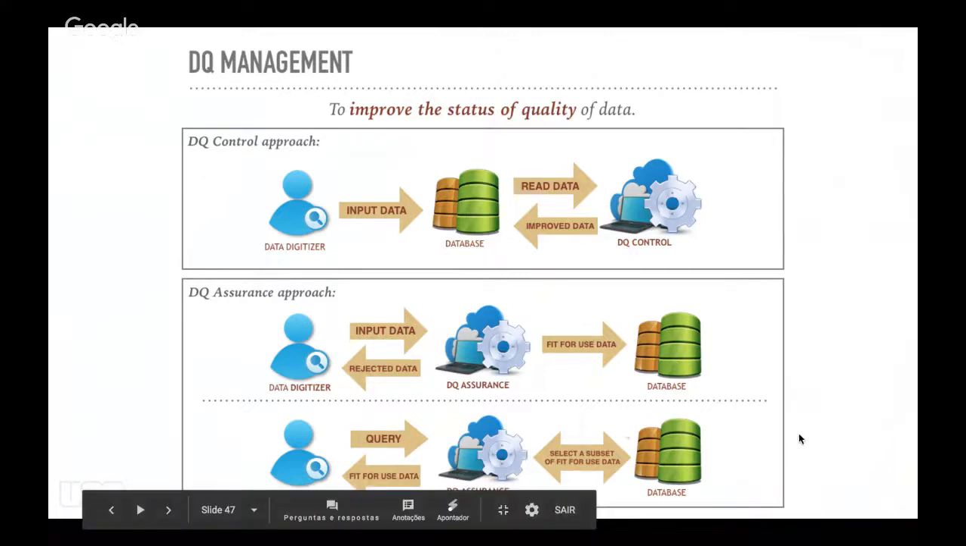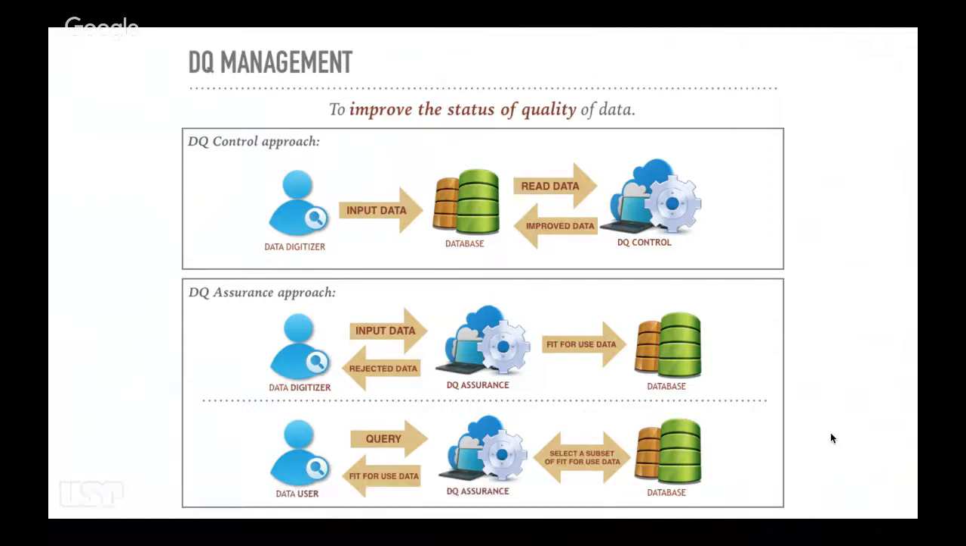Another way is to have a data set that may have data that are not fit for use, but when the data user tries to retrieve some data from this data set, a data quality assurance mechanism selects only a subset of data that are fit for use for him. So the data user can only see those data that are fit for use for him. Okay, so this is another approach for data quality assurance.